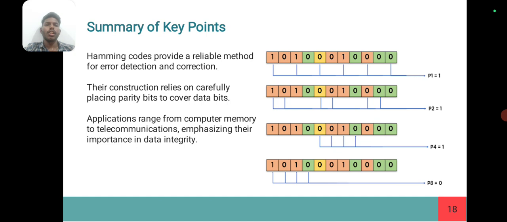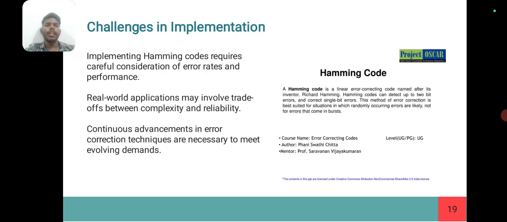Summary of key points. Hamming codes provide a reliable method for error detection and correction. Their construction relies on carefully placing parity bits to cover data bits. Applications ranging from computer memory to telecommunications emphasize their importance to data integrity.